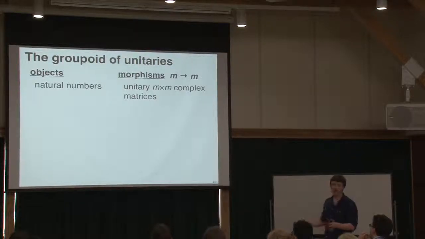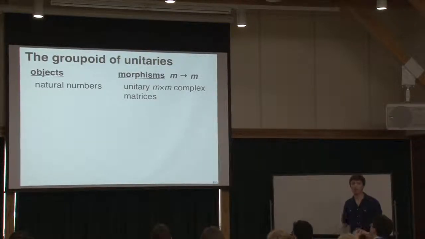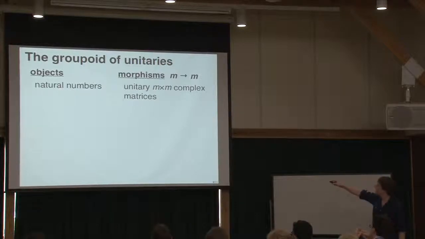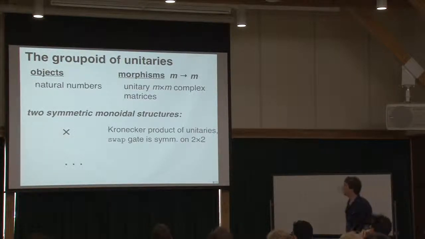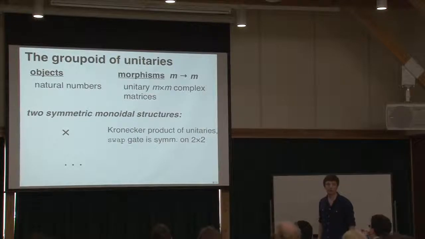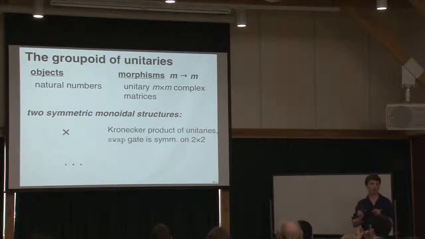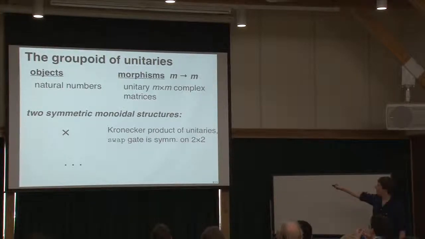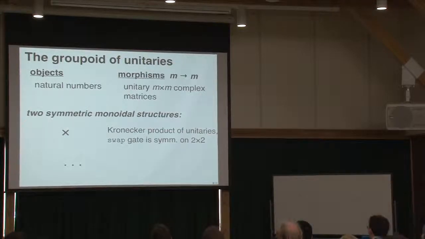So a groupoid is a category in which every map is an isomorphism. The groupoid of unitaries, I say, has objects natural numbers and morphisms unitary complex matrices. And this groupoid has two symmetric monoidal structures. The first one, on natural numbers, we take the product of natural numbers. On maps, we take the Kronecker product of unitaries. And it's a symmetric structure, and the symmetry is generated by the swap gate, the gate that swaps two wires.